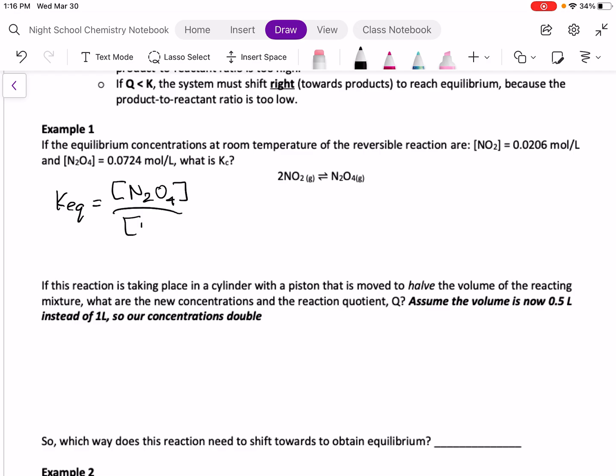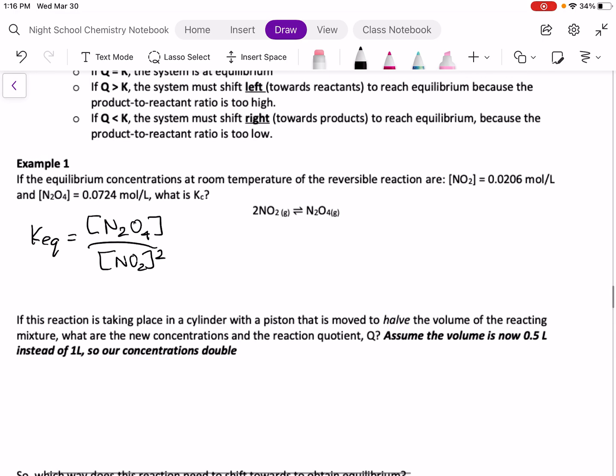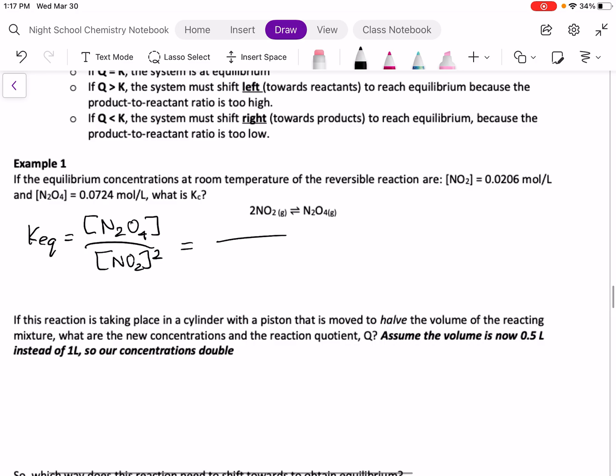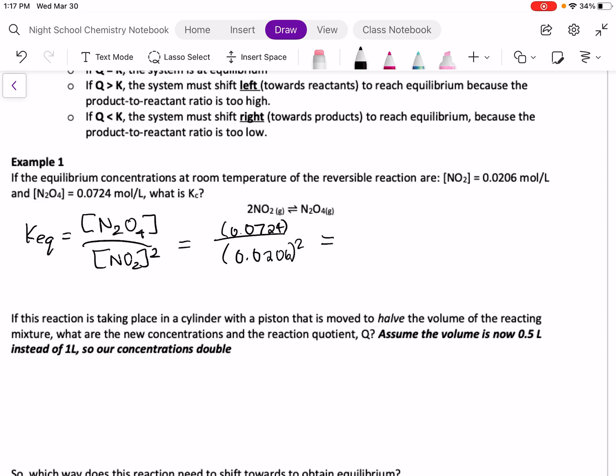over our reactants, and since we have 2 of our nitrogen dioxide, we need to show that by raising our NO2 to the power of 2. The values that we are given, we can simply put in here. So we have 0.0724 divided by 0.0206 squared. When I do this on my calculator, I get 171. And I can check, I have 3 sig digs here. I'm responding with 3 sig digs. Try that value on your own.